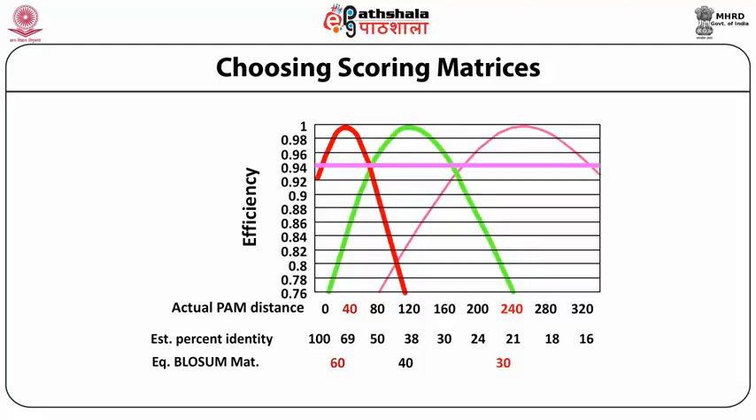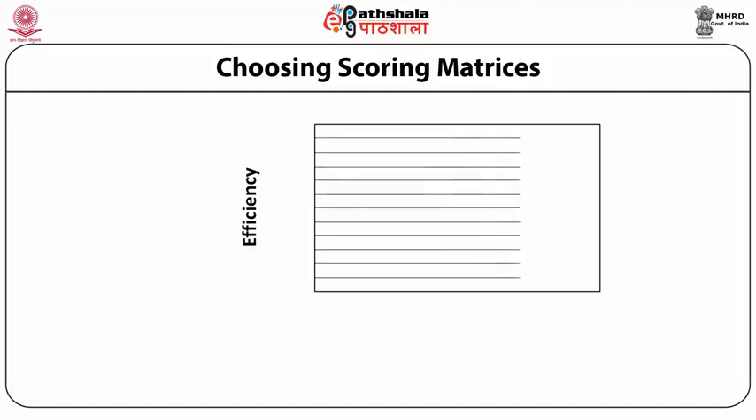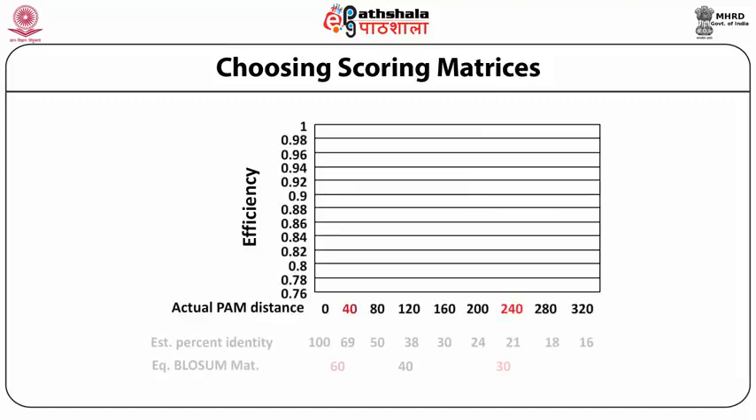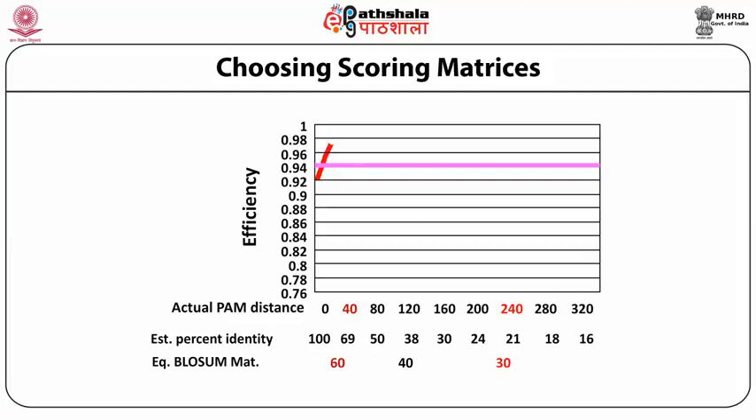For the PAM family, PAM40, PAM120 and PAM250 are recommended. Using the BLOSUM family, BLOSUM60, BLOSUM40 and BLOSUM30 are recommended matrices to cover all the divergence distances.